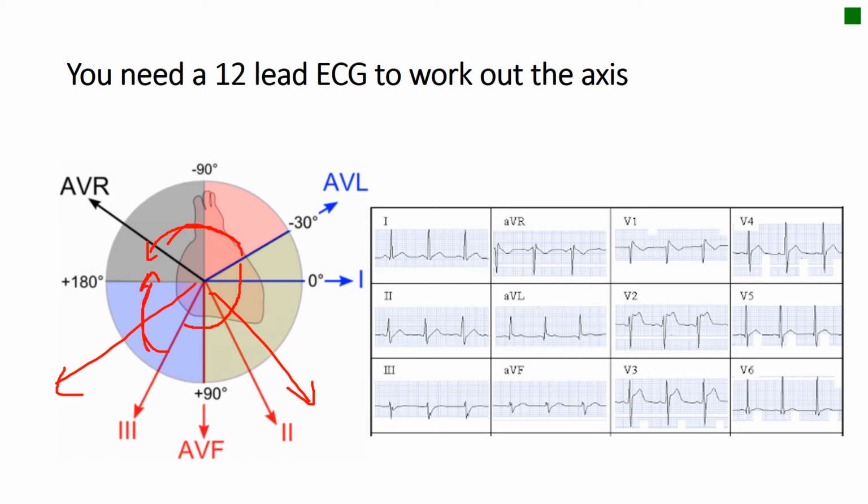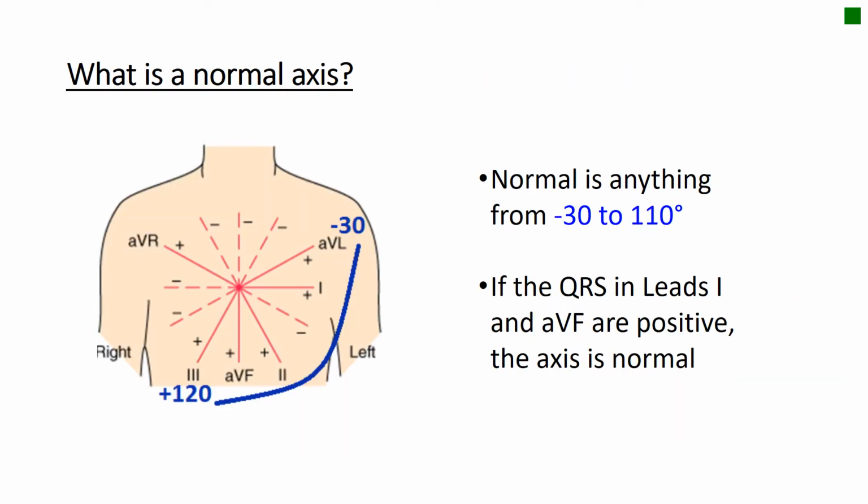So normal axis is here, left axis in this direction, and right axis deviation is in this quarter. Notice, for example, lead 1 is more positive, so it's more this direction, rather than being negative. Lead 2 again is generally more positive, going this direction rather than the more negative opposite way. So that tells you which flow of the current. So again, the axis can be ranging from -30 to 120. That's normal.